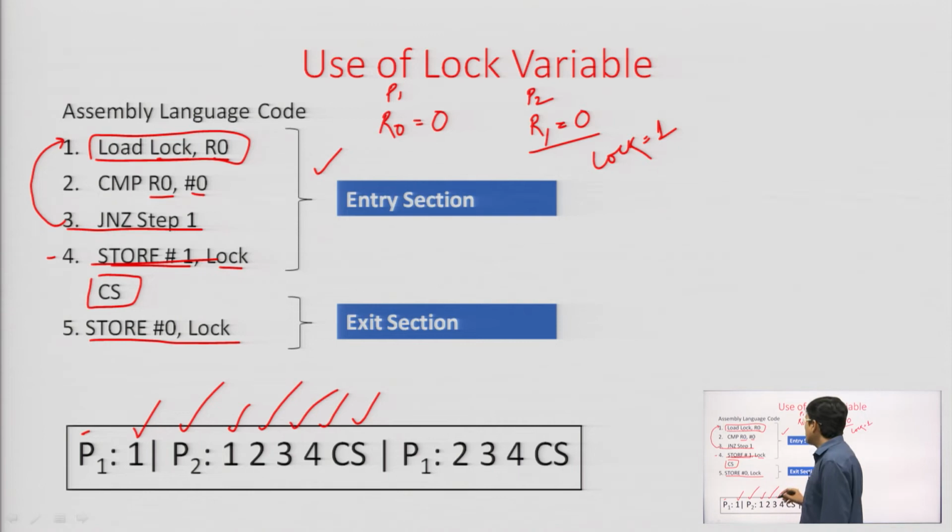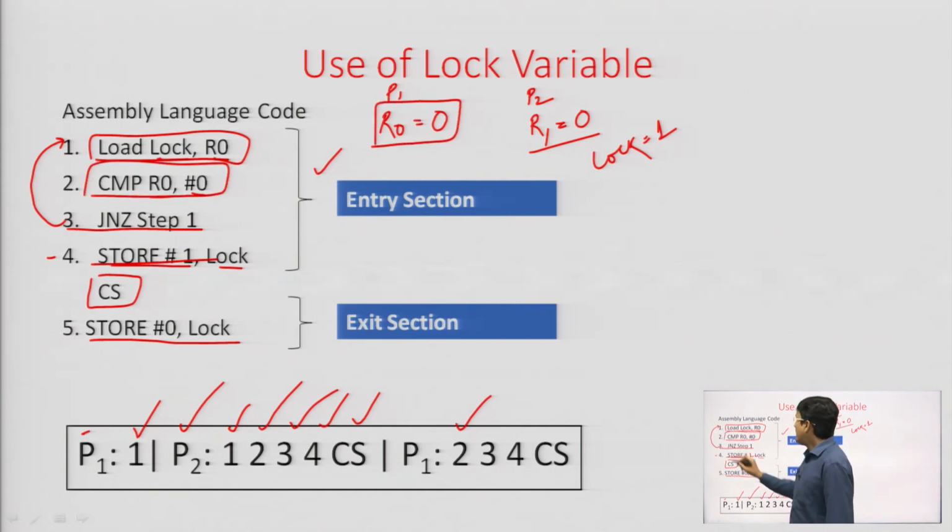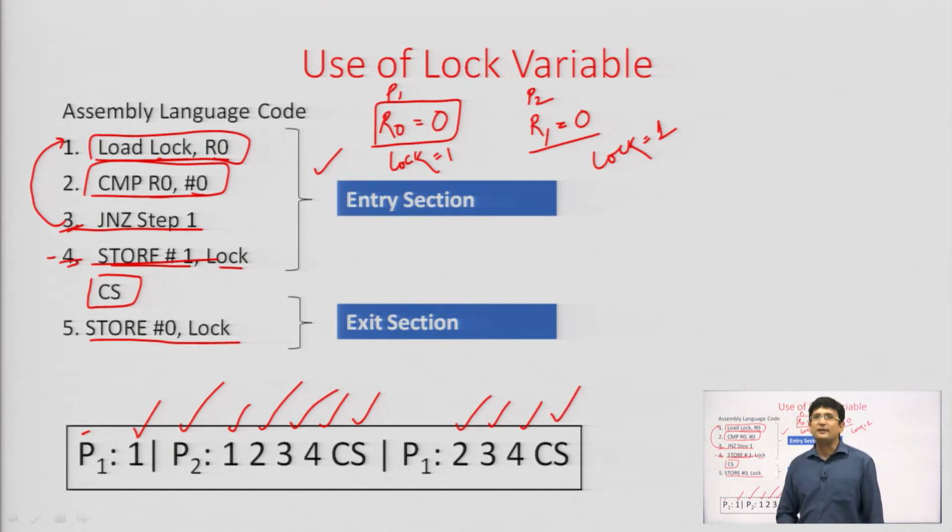Now after this P1 resumes. When P1 resumes, it checks statement number 2. It already has stored the value of lock in R0, which is 0. Statement number 2 says compare the value of R0 with 0. Yes, it is 0. So statement number 3 does not mean anything. We go to statement number 4. It will also set the value of lock as 1. The value of lock was 1 and we set 1 again. And then since the value in R0 was 0, the P1 process can enter the critical section.